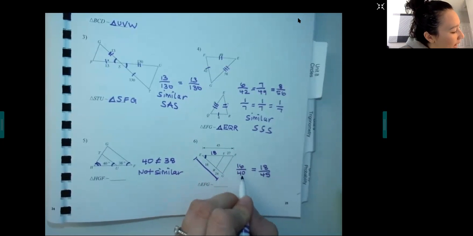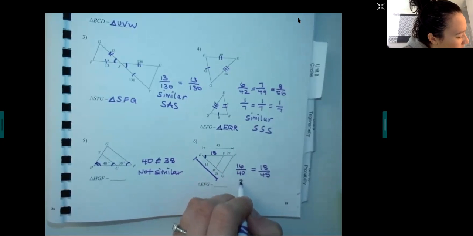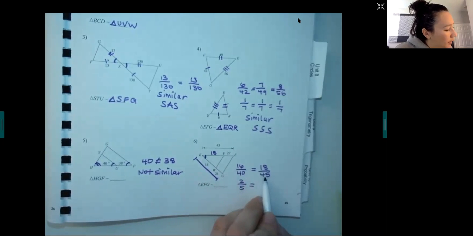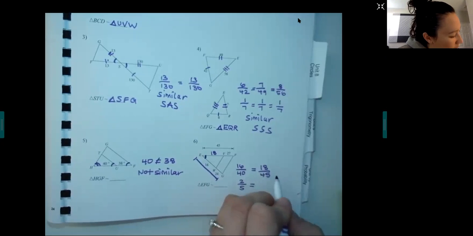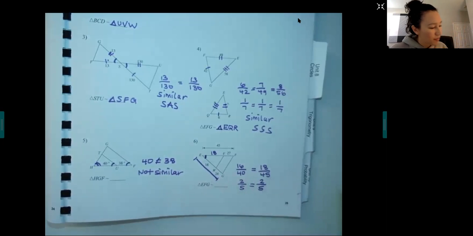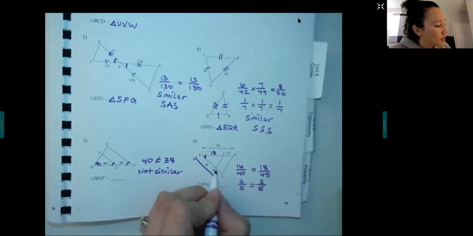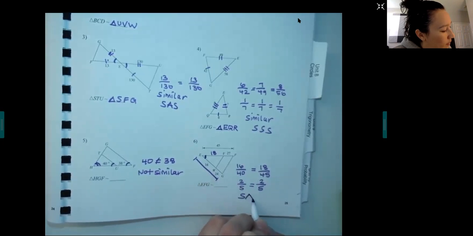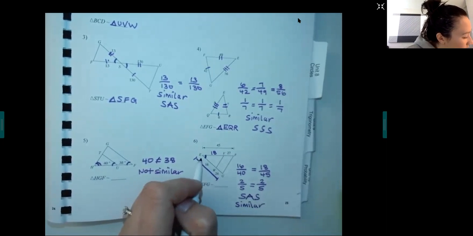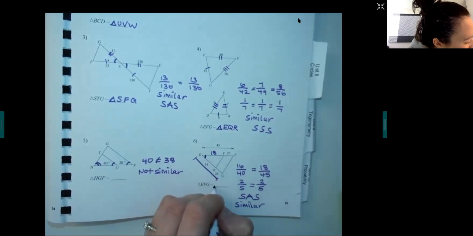It looks like we could divide by 8 and we would get 2 over 5. 16 divided by 8 is 2. 40 divided by 8 is 5. Does that equal, what does this divide by? Let's see. We could divide by 9. And 18 divided by 9 would be 2. And 45 divided by 9 would be 5. So then yes, side angle side proves that these are similar. Triangle EFG is similar to triangle EVW.